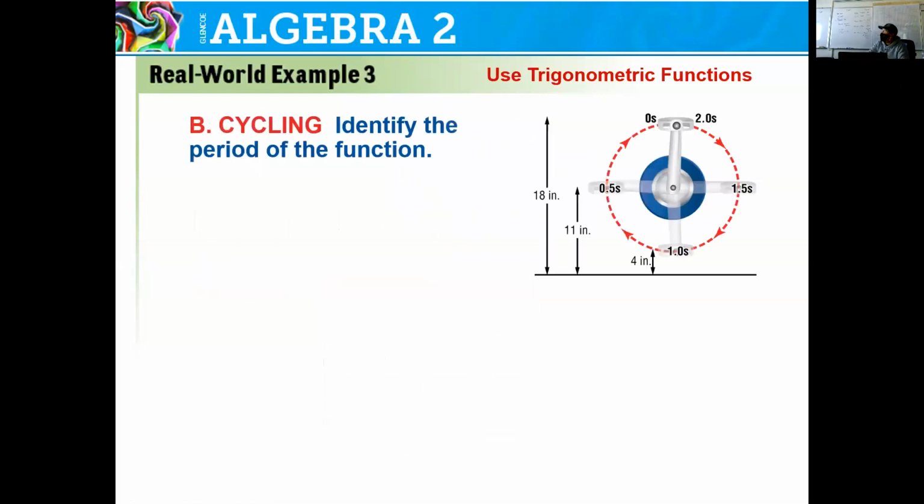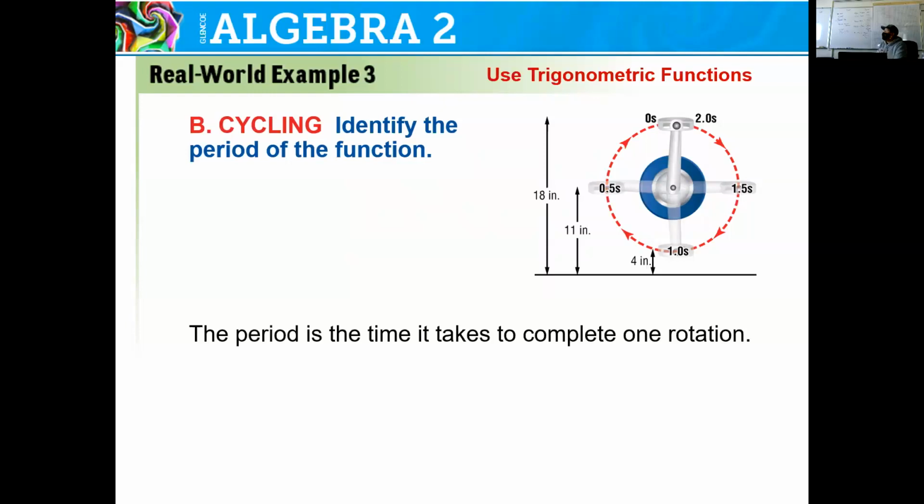Identify the period of the function. The period is the time that it takes to complete one rotation. If we were paying attention in our word problem, it told us that we make a complete rotation every 2 seconds. So 2 seconds is the period to make one rotation.